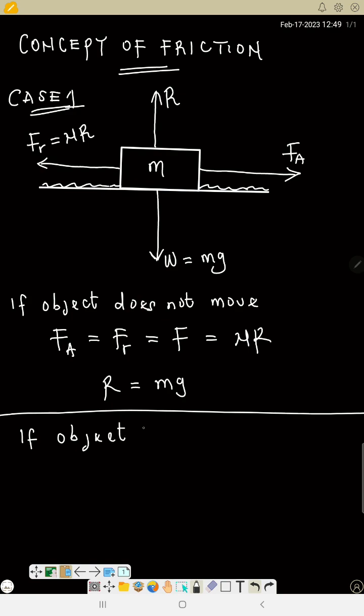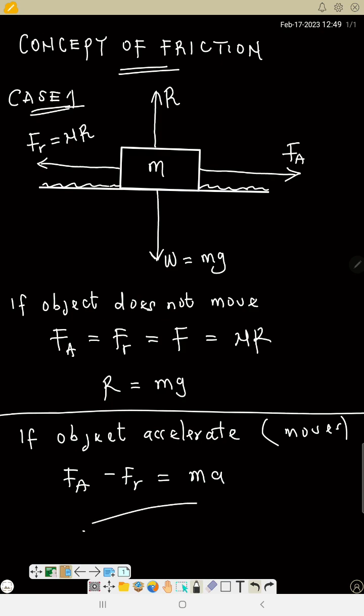Now if the object accelerates, you should know that if the object accelerates, that means there is a change in speed. Then if the object moves, Fa minus Fr is equal to mass times acceleration. Take note, if the object moves, that is the formula.